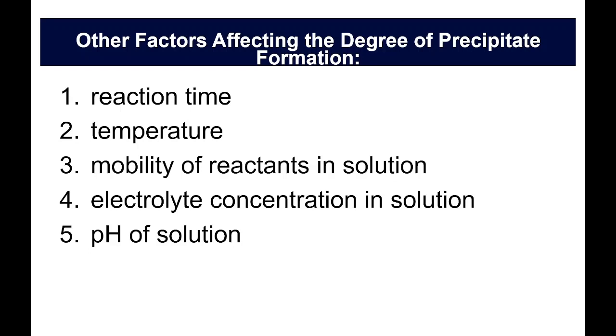Number 3 is mobility of reactants in solution. In some cases, we need to apply movement to enhance the precipitation reaction, such as rotating the slide or rotating the reaction card to enhance the antigen-antibody complex formation. Number 4 is electrolyte concentration in solution. Generally, if electrolyte concentration is increased, this will hinder the reaction between antigens and antibodies.